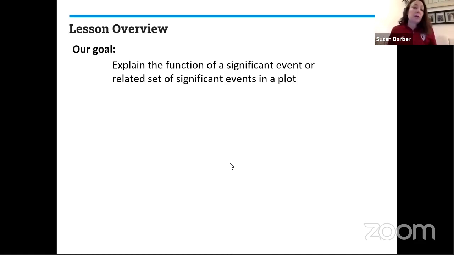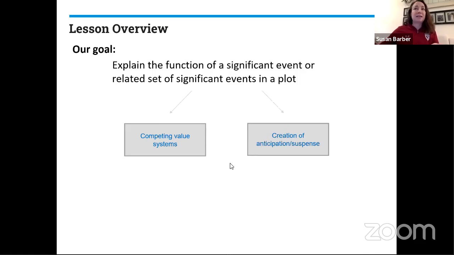So today, our goal is we want to explain the function of a significant event or maybe a related series of events in the plot. And again, we're explaining these so we can talk about exactly what we see happening in them, but then how does that help us to look at the text through a broader lens? And there are a couple of different ways that we can approach these.